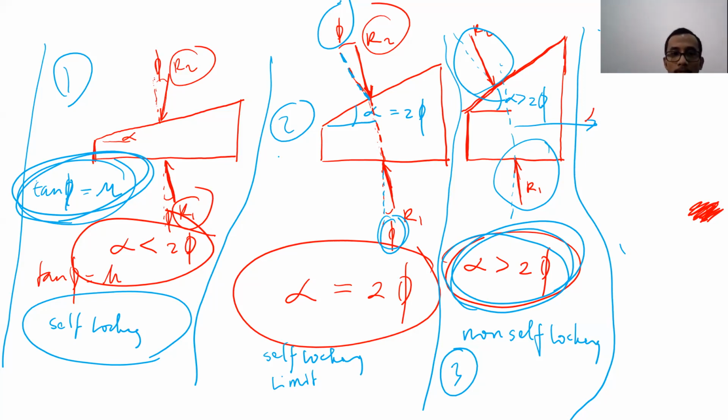You get it? So in the self-locking limit, it will still not move at all. But if you are in the condition of non-self-locking, then it will move by itself. So the condition of when it is supposed to be moving by itself is like this.